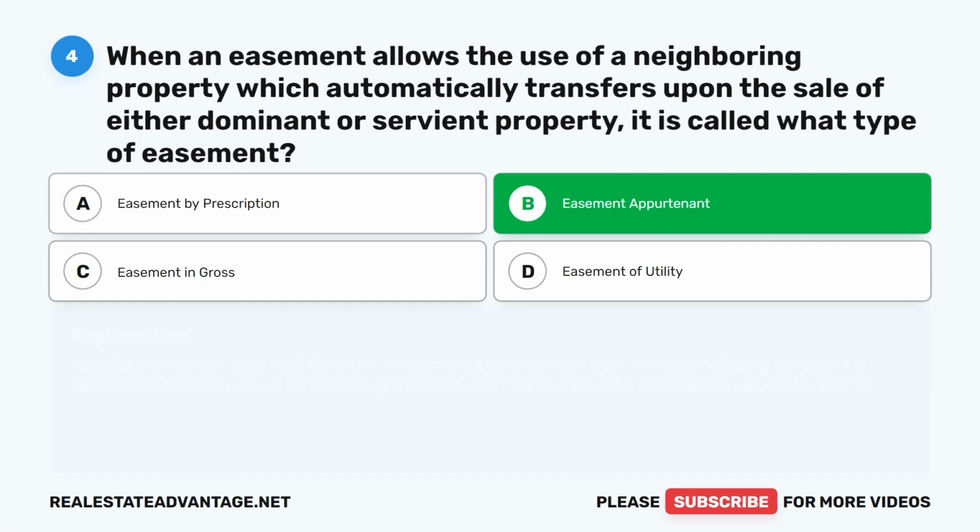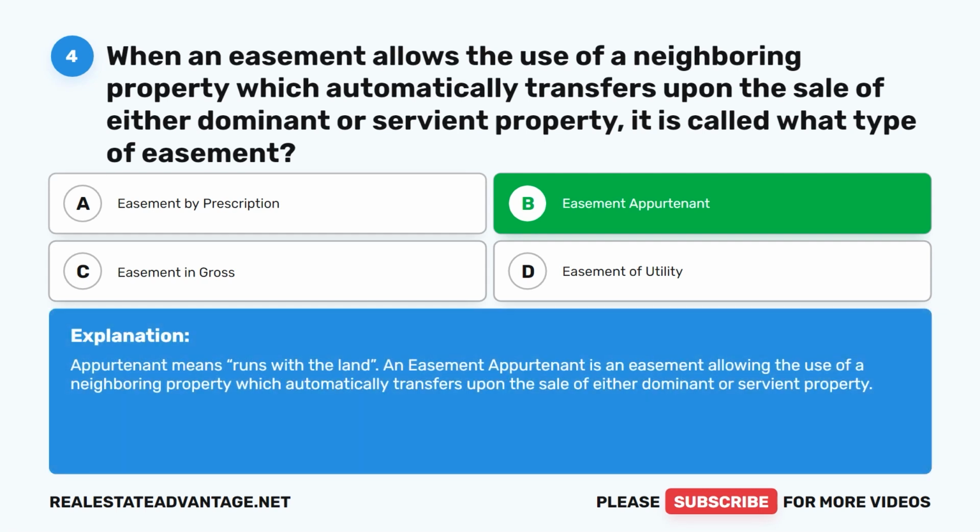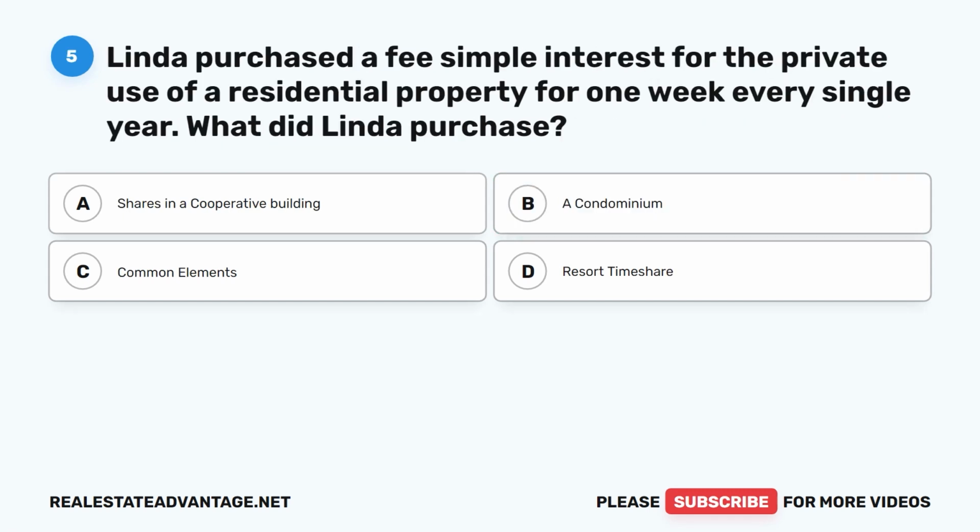Easement appurtenant. Appurtenant means runs with the land. An easement appurtenant is an easement allowing the use of a neighboring property, which automatically transfers upon the sale of either dominant or servient property.